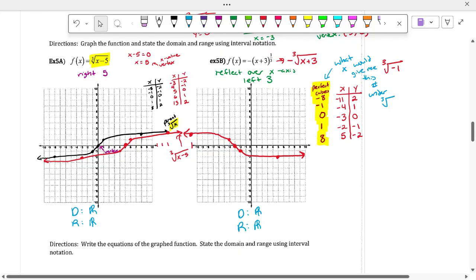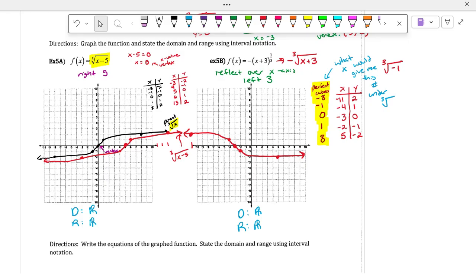So again, there's two ways you can do it. You can either do it through the table method or you can do it through the transformation method. All right, but if you do it through the transformation method, you have to know what the parent function looks like.